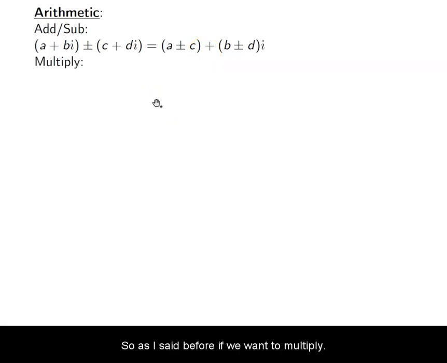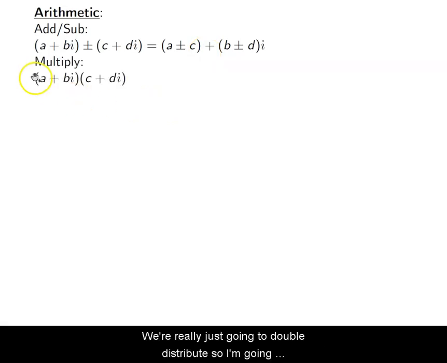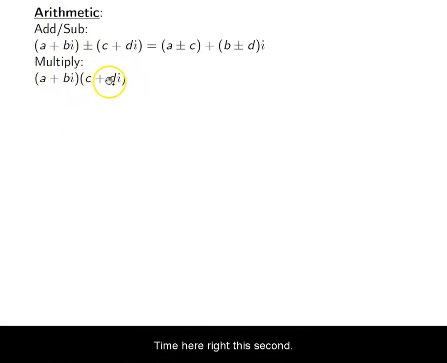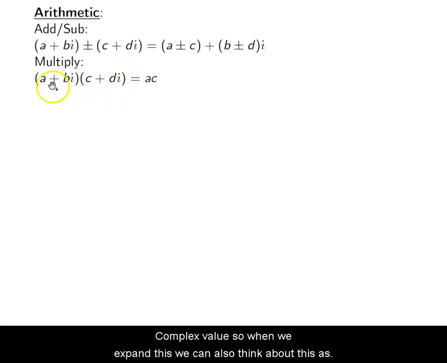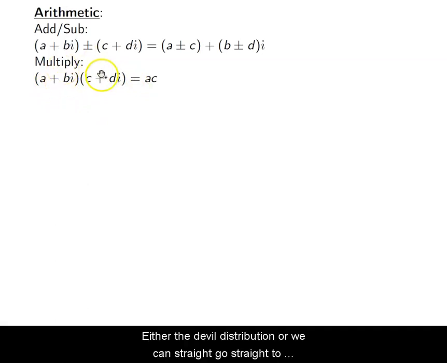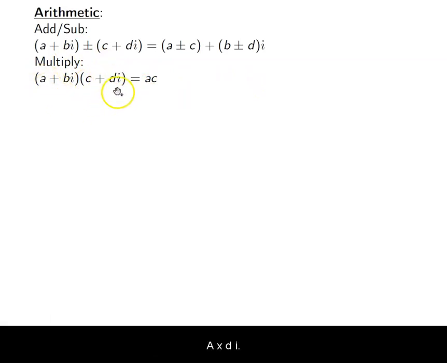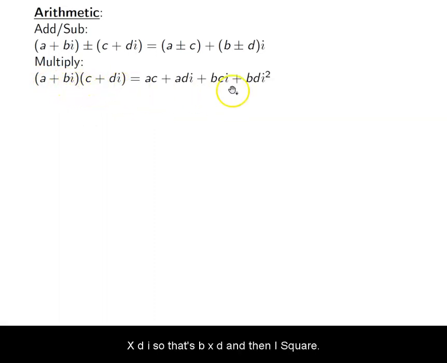Okay. So as I was saying before, if we want to multiply, we're really just going to double distribute. So I'm going to take A plus BI and distribute it across the second term here, right? The second complex value. So when we expand this, we can think about it as either the double distribution, or we can go straight to the foiling property, which is A times C, A times DI, C times BI, and BI times DI. So that's B times D, and then the I is squared.